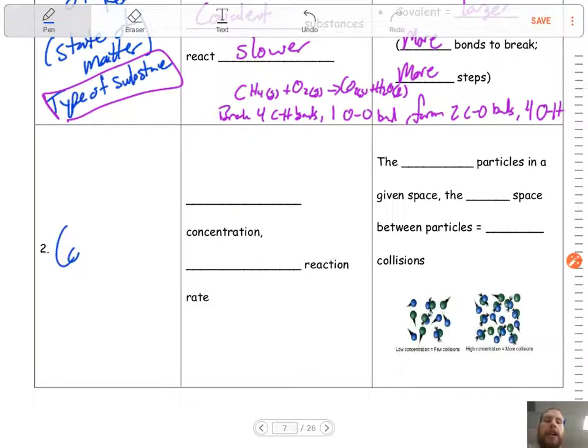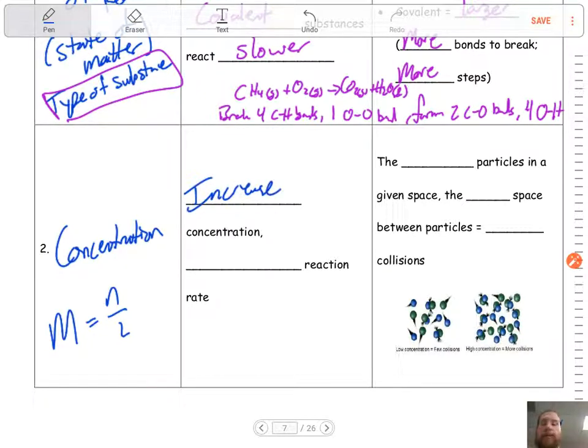Factor number 2, concentration. Well, just as a review, guys, what is concentration? So the concentration unit that we used was molarity, right? So that's moles over liters, okay? So think about it. If I increase my molarity, what's that going to tend to do to my reaction? It's going to increase it. So if I increase my concentration, I'm going to increase the reaction rate. It's a direct effect.